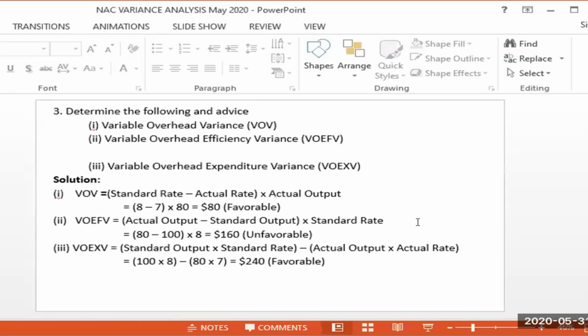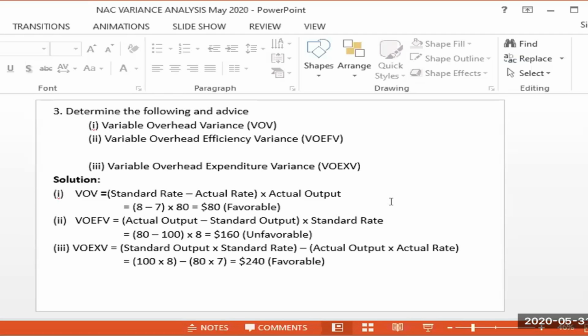So just using the same table, you need to determine the following. One, the variable overhead variance. Then two, the variable overhead efficiency variance. And then three, the variable overhead expenditure variance. Now you realize if you are to use initials, we have to be specific. Which one are we looking for? So that's why we have EF. When you see EF, it means efficiency. And when you see EX, it means expenditure. So that we differentiate between the two, all right? If you are using the initials for efficiency, we use VOEFV. But for expenditure, we use VOEXV, just to differentiate between the two, all right?